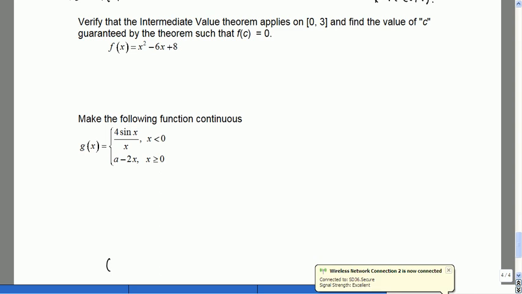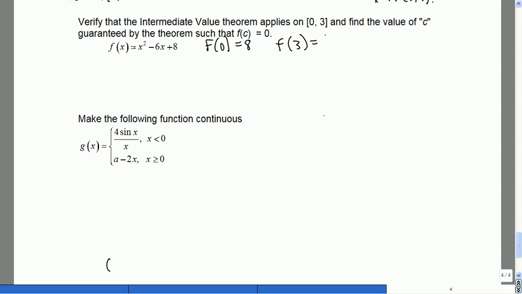For the next question, we know the intermediate value theorem applies because this is a polynomial, so it must be continuous. So now that we know the graph's continuous, and we want to verify that there is a solution, what we can quickly do to see if there is one is evaluate it at 0 and 3. So at 0, we get a value of 8, and at f of 3, we get a value of -1. So because this one was positive and this one is negative, 0 must be somewhere in the middle.